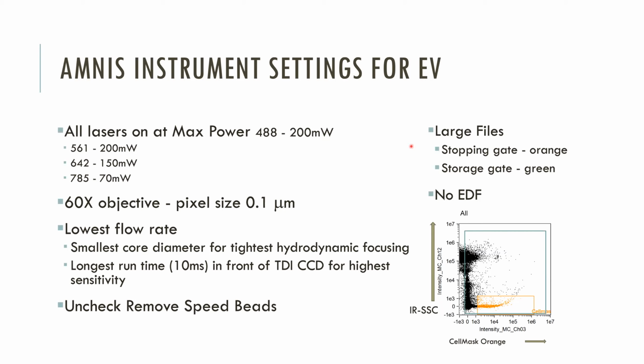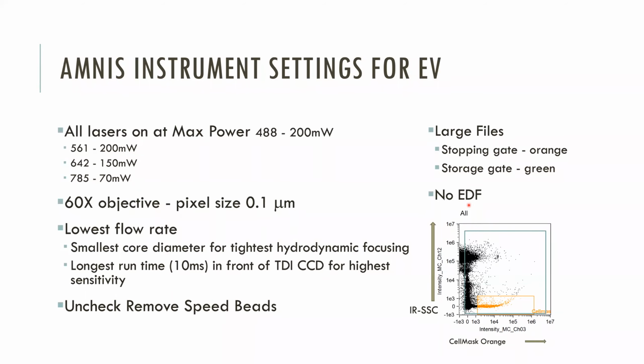Also, you should know that this is going to generate large files. In our case, we would use a stopping gate that is something like this one shown in green, where we're getting most of the speed bead population, much of the noise here, and all of the EVs.